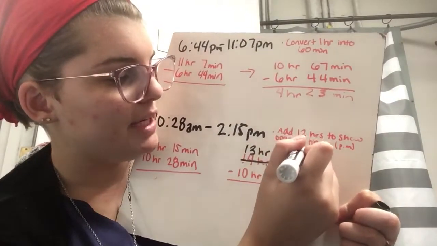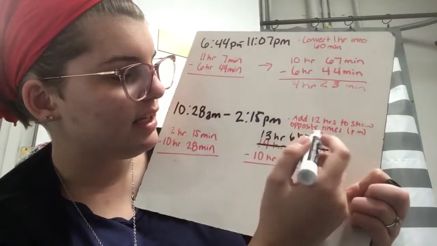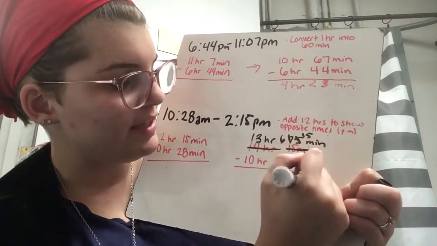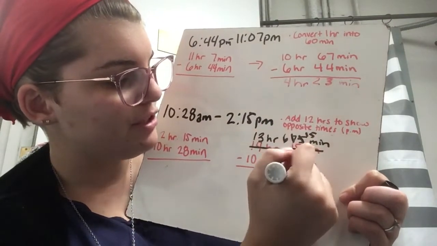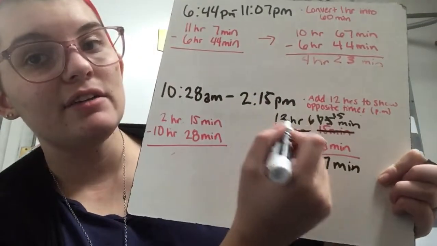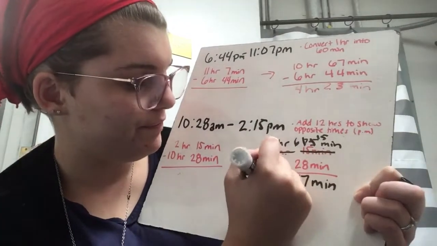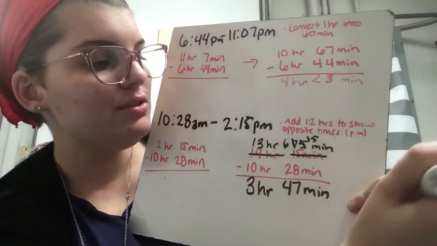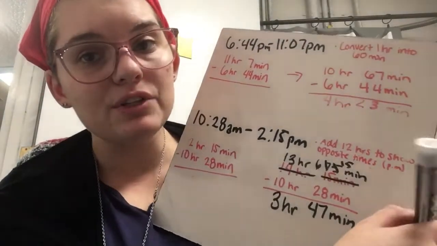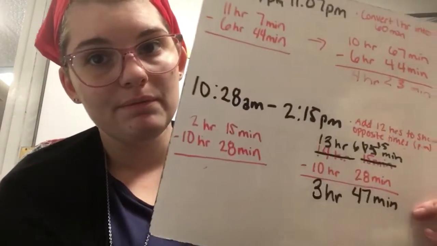So I'm going to borrow, make it 15. That is 6. 15 minus 8 is 7. 6 minus 2 is 4. And then I have 13 minus 10, which is 3. So the answer for number 2 is 3 hours, 47 minutes. Make sense? So you guys are going to do 3 and 4 on your own.